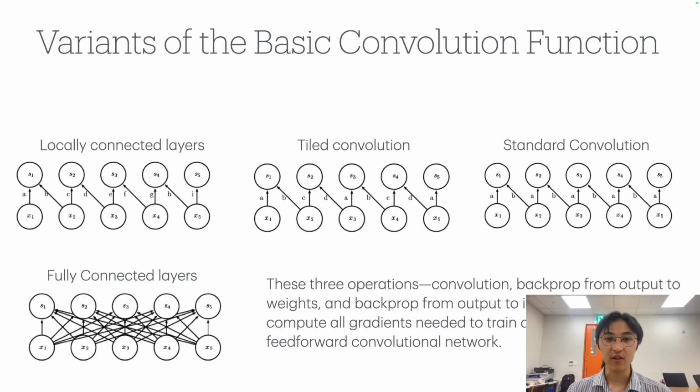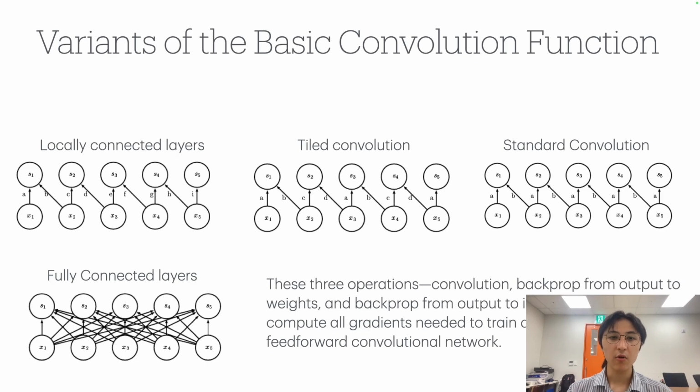We apply the kernel. The kernel may be A, B, C and D. We can apply two kernels, we can apply one kernel, or we can apply these locally connected layers where we have unique parameters for each calculation. So these are the different types of convolution functions.